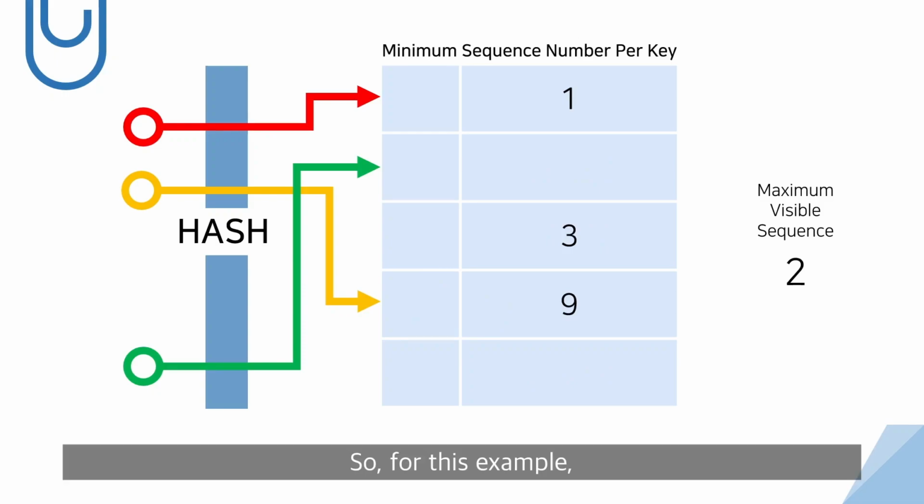So, for this example, red will traverse the file, but green and yellow will skip the file because green's key does not exist and yellow's key is not visible to the transaction.